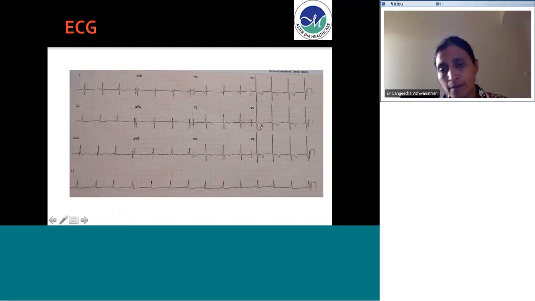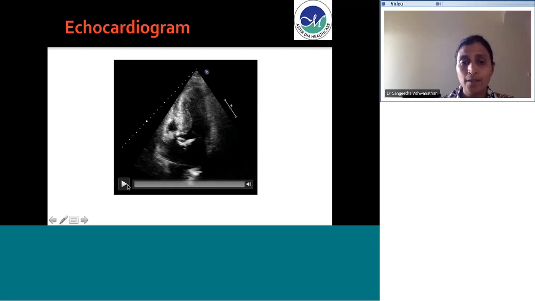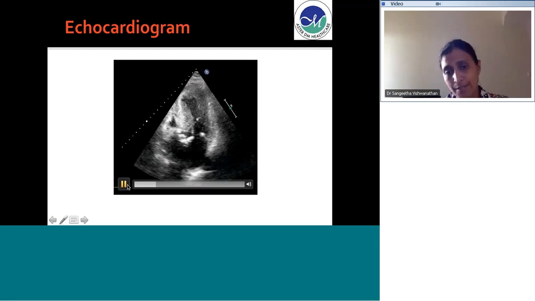Correct. So the voltage criteria for LVH are satisfied, and more importantly, what's going on here? What is this? Correct. So this is T-wave inversion with LVH, signifying that there is a left ventricular strain pattern. Okay. So the ECG kind of confirms your clinical suspicion that there is a problem, and this is his ECG.